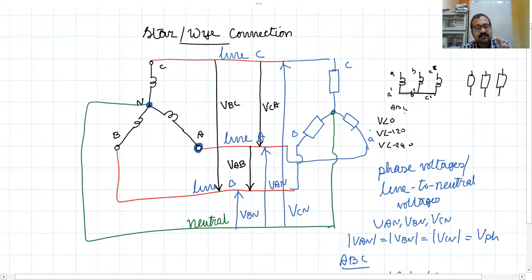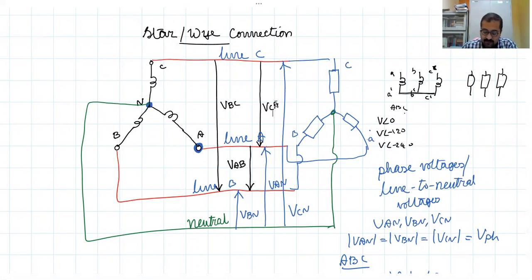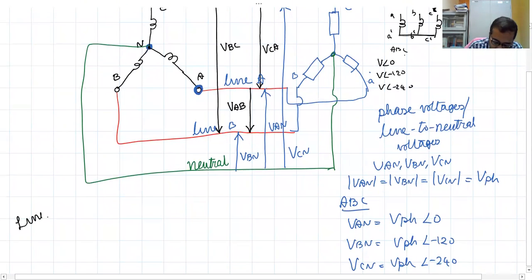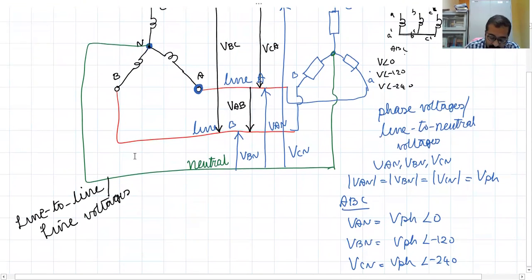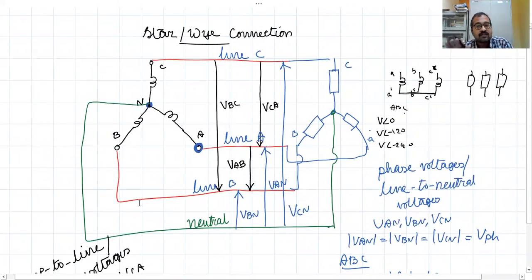Okay, since that represents voltages between any two lines, they are called line to line voltages, or simply line voltages. Okay, which are the line to line voltages or line voltages here? VAB, VBC, and VCA. Okay, what are the phase voltages? They are VAN, VBN, and VCN. You should not get confused. Line voltage is something, phase voltage is something else. So that's what we are going to see today.